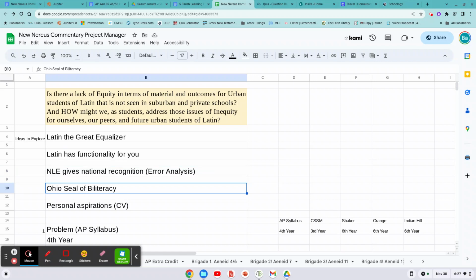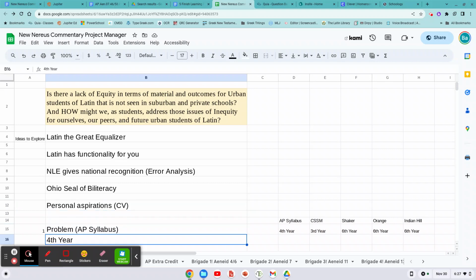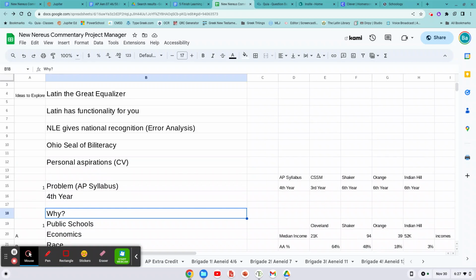You also want to talk about how we're the only program in the city who actually got to the seal of biliteracy. So that shows that we can do it. And we get to the seal of biliteracy in just 2 years, which means if you give us the tools, we'll make it happen. And you also want to have everybody's CV in your group updated and a copy of it there, so we show what we're at. Okay, so those are ideas to explore.